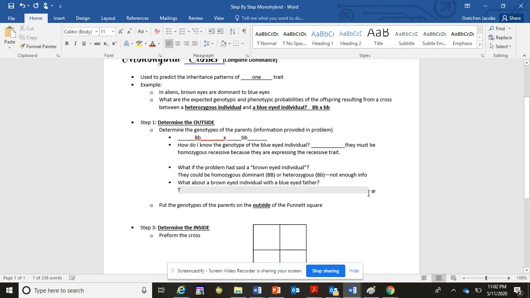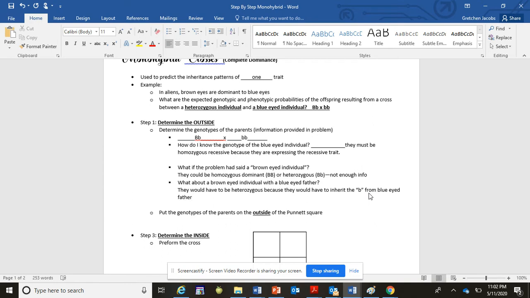They would have to be heterozygous, because they would have to inherit the little b from the blue-eyed father. Now, the mother could have been homozygous dominant or heterozygous, but we know that the mother donated the dominant allele to the child, and the father would have to donate the lowercase letter to the child. And because they're expressing the brown-eyed phenotype, we know that they're heterozygous.